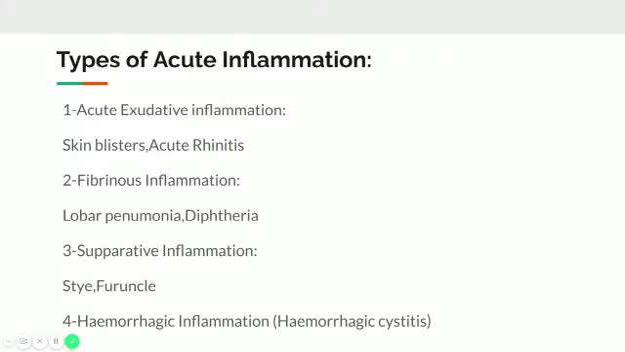Now, types of acute inflammation include acute exudative, fibrinous, suppurative, and hemorrhagic inflammation. Here you can see the skin blisters and acute rhinitis are examples of acute exudative inflammation. Lobar pneumonia and diphtheria are examples of fibrinous inflammation. Stye and furuncle are examples of suppurative inflammation, and hemorrhagic cystitis is an example of hemorrhagic inflammation.